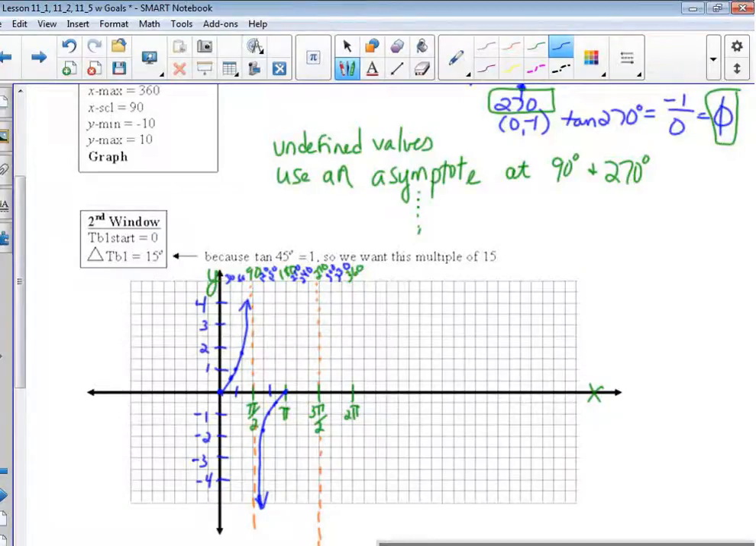So to graph that, now I'm going to go 210, which is 0.6, and then 225, which is right in the middle, is at 1, very important point. 240 is 1.7, and 270 is undefined. So it repeats what it did from 0 to 90. And then what it did from 90 to 180 is what it's going to do from 270 to 360, or 3 pi over 2 to 2 pi.